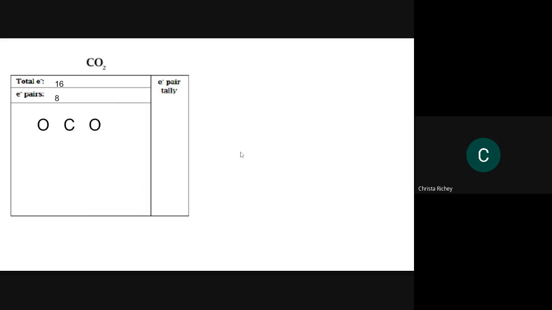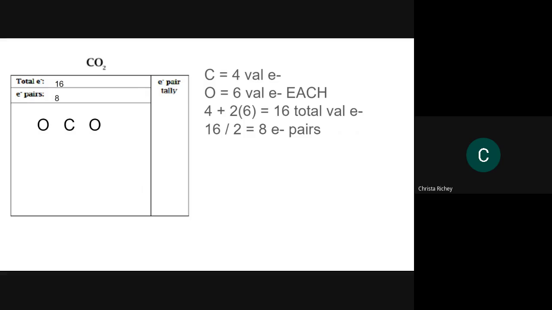Carbon dioxide. This is where it's going to be really difficult for those of you that don't have Candy to get this done on the thing. We're going to count up the total number of electrons. Carbon has 4, each oxygen has 6. You add those together, and that's 16 total electrons. Divide that by 2, I need 8 pairs. Carbon has 4, 2 times 6 is 12, 12 plus 4 is 16 electrons, divided by 2 is 8 pairs. So I'm starting with 8 pairs. Connect one between the carbon and each oxygen.